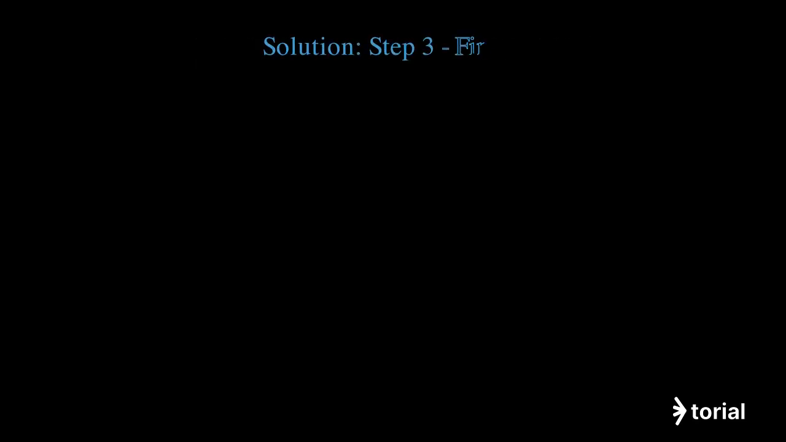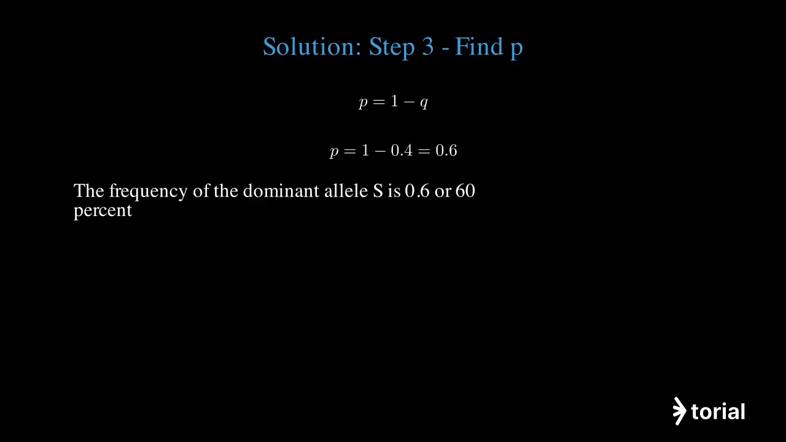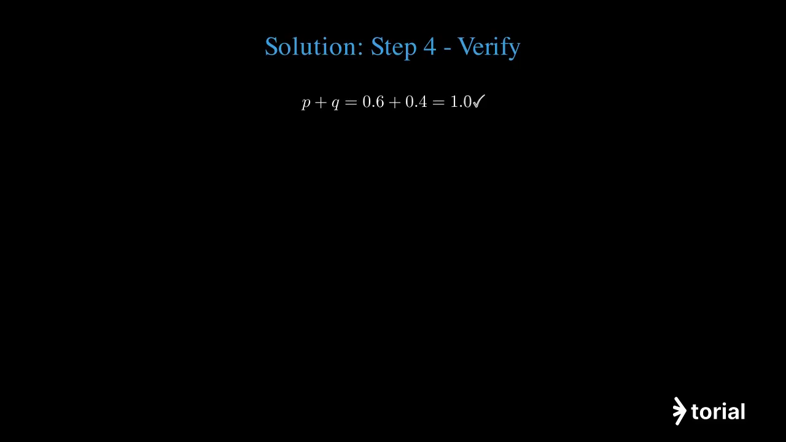Next, we calculate the frequency of the dominant allele. P equals 1 minus q. 1 minus 0.4 equals 0.6. Therefore, the frequency of the dominant allele S is 0.6 or 60%. Let's verify our answer by checking if everything adds up correctly. First check. P plus q equals 0.6 plus 0.4, which equals 1.0.